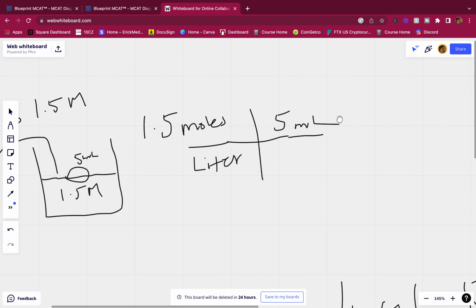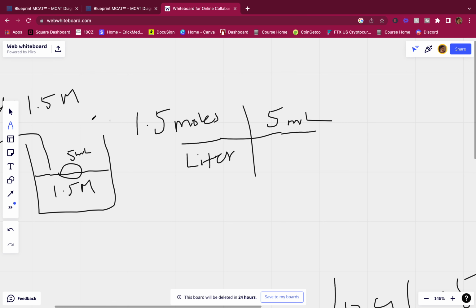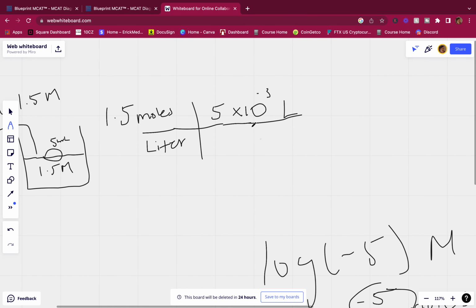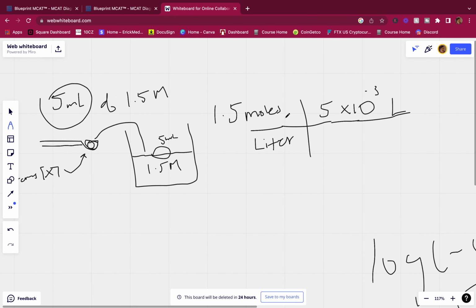All right, I don't want to work with milli like that. I'd rather just use 5 times 10 to the negative 3. That's a little easier. So instead of 5 milliliters written like that, I'm going to write 5 times 10 to the negative 3 liters. So we get liters and liters here. If we do this, we cancel out liters and we get moles.